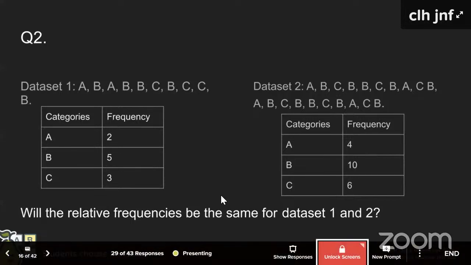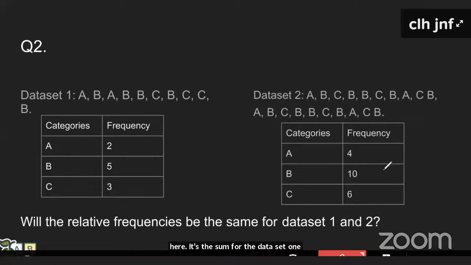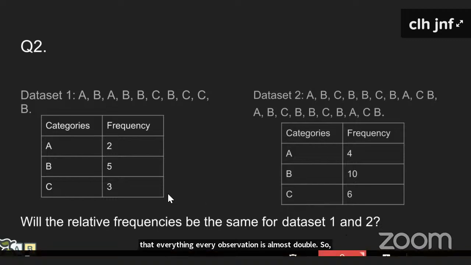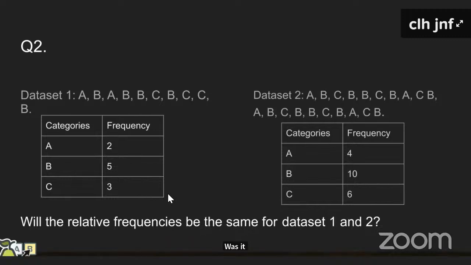Okay. So here again, you will find some similarities. The sum for data set 1 is 10, and the sum for data set 2 is 20. And you will observe that every observation is almost double. So the relative frequency will be the same, right? Yes, ma'am.